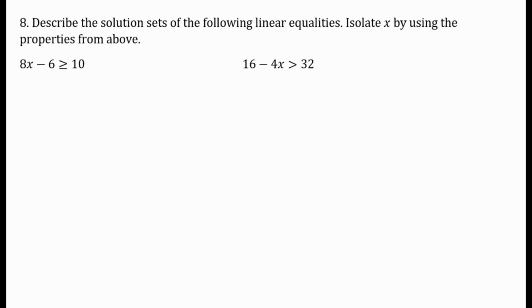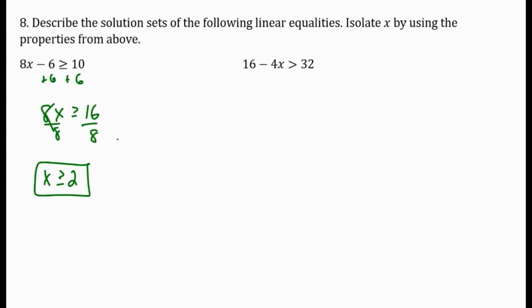Let's solve these two to put that skill to test here. Let's test that skill out. So isolate x. So 8x minus 6. Well, clearly we're going to add 6 to both sides. 8x is bigger than or equal to 16. Divide by 8, we're all good here. X is greater than or equal to 2. Excellent. We solved the inequality. X is bigger than or equal to 2.